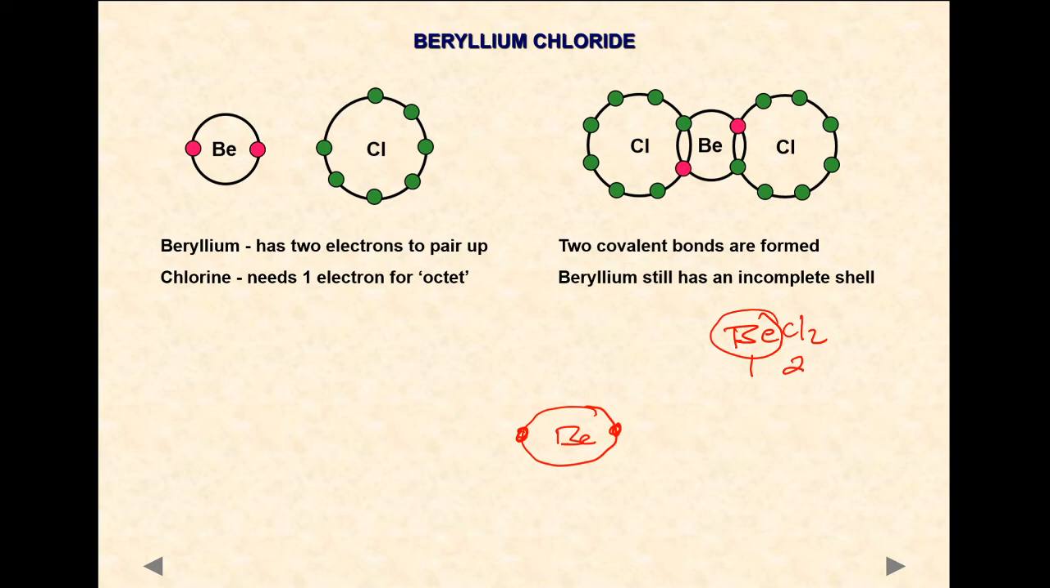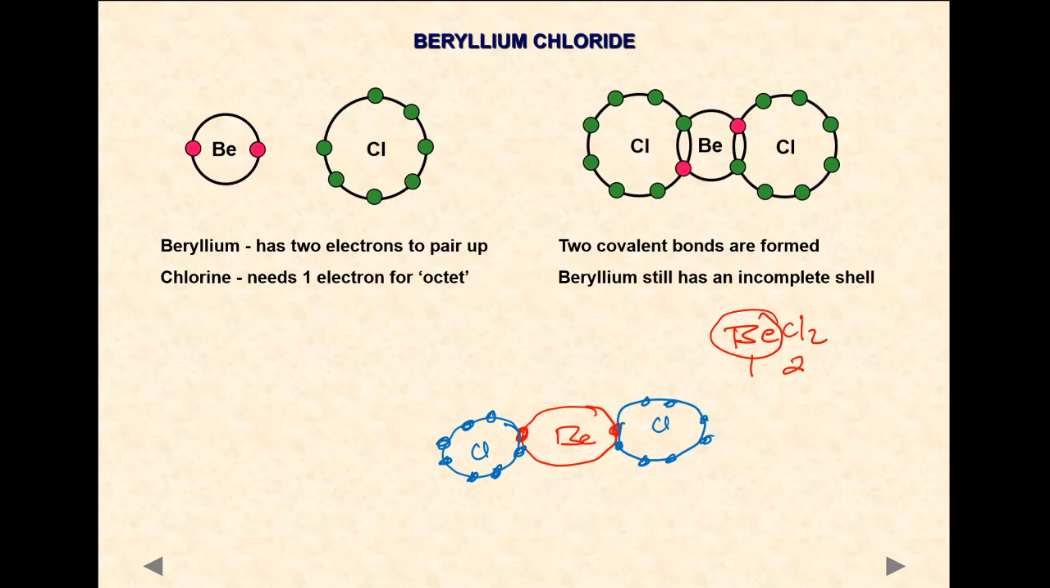Then you add the chloride. So you have this would be chloride and this would be the chloride. So chloride would be 2, 3, 4, 5, 6, 7, 8, and again 2, 3, 4, 5, 6, 7, 8. So this is how the structure of the molecule will look like.